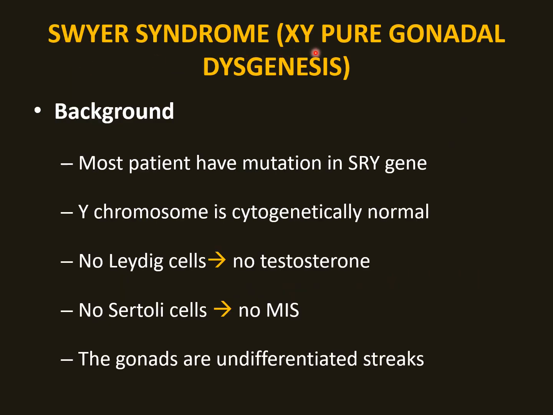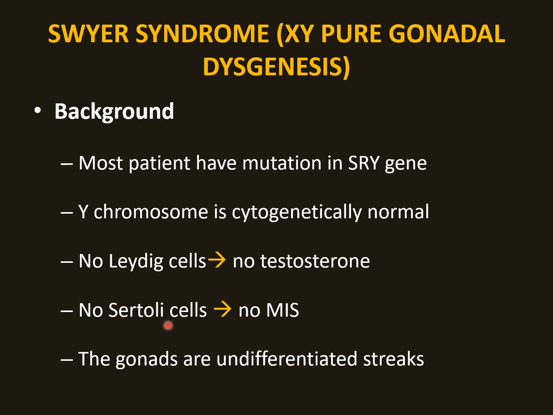Swyer syndrome, or XY pure gonadal dysgenesis. Most of the patients have a mutation in the SRY gene, but the Y chromosome itself is cytogenetically intact. You need the SRY gene to develop Leydig cells and Sertoli cells. But in this case, you have a mutation in the SRY gene, so no Leydig cells, which means no testosterone, which means no Wolffian structures and no external male genitalia. There will also be no Sertoli cells.